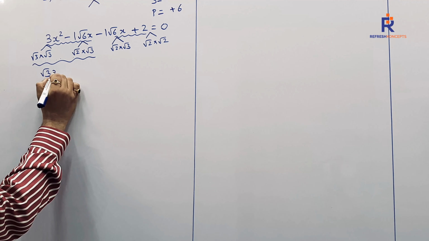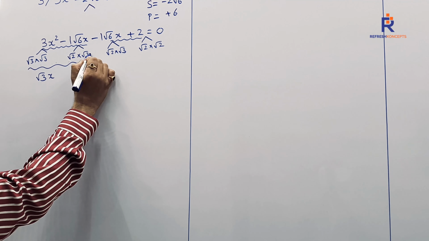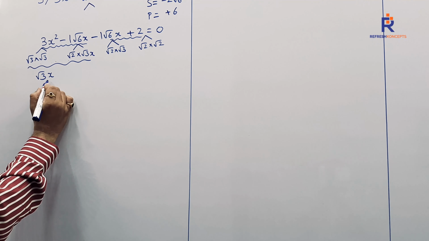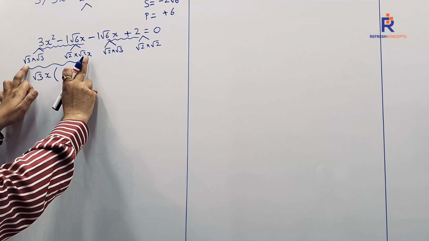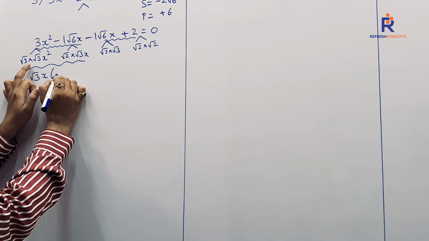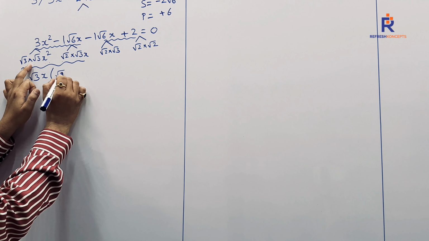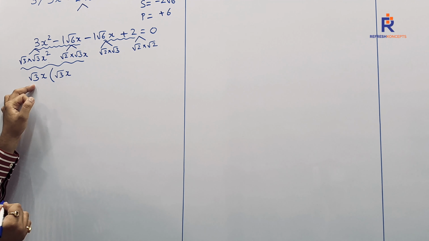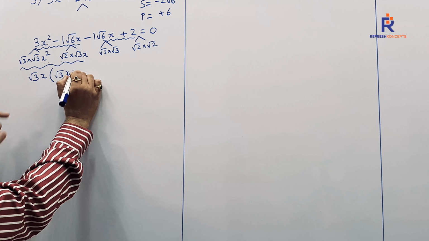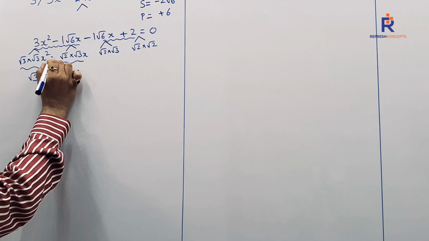Root 3 into x square minus root 2 into root 3 into x. So what shall be common? Root 3x will be common. When I say root 3 and x is common, here it is x square, mind you. Root 3 and x is common. What am I left with? I am left with one more root 3 and I am left with x. Minus, this sign, minus, so I can put it here also.